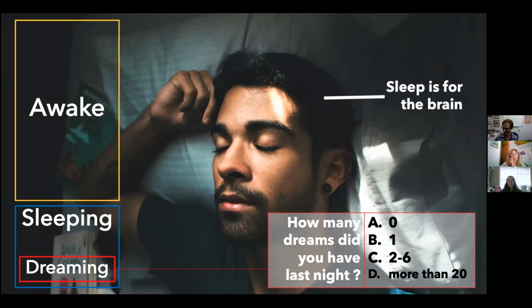Okay, so it looks like the majority of you said 2 to 6 dreams. And that's actually correct. In fact, more specifically, most people will have 4 to 5 dreams every night. Professor Jebbett will explain a little bit more why he's so confident in this number.